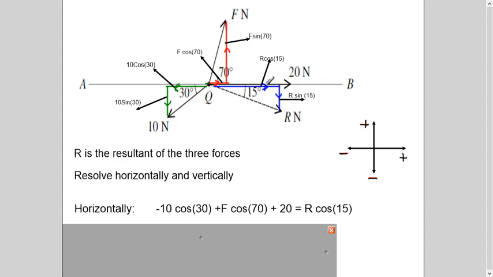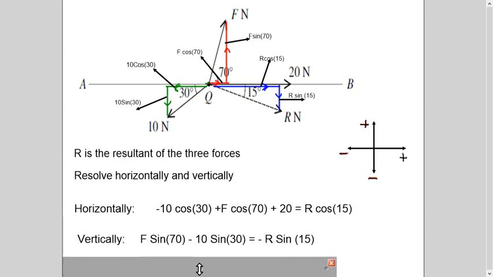Now the blue is the resultant, so that's why it will come after equals to. I'm doing minus 10 cos 30 plus F cos 70, because this is the horizontal component, and the black is 20 Newton, so I've written here 20 as it is. They equal the horizontal component of the resultant force, which is R cos 15. So these are the horizontally resolved, and now vertically.